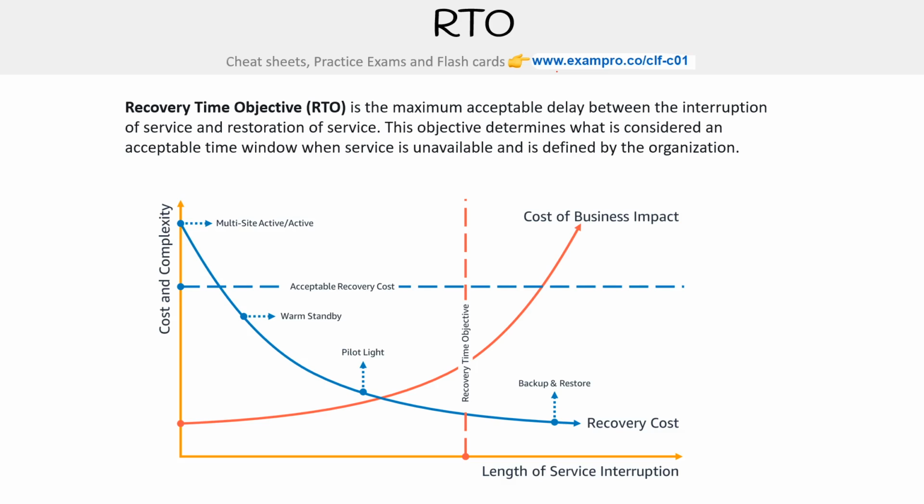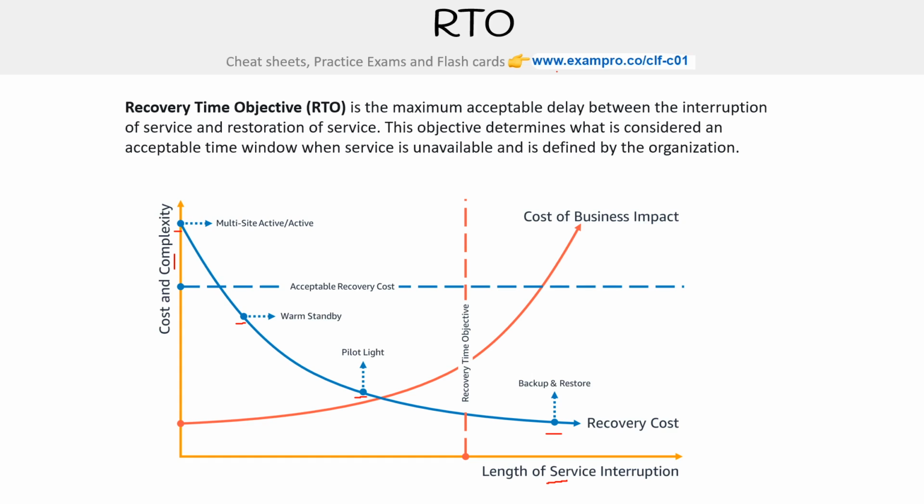And so on the left-hand side, we have cost and complexity here, and then lengths of service interruption. And what you can see here is that the cost and complexity for a multi-site active-active is very high, but the length of service interruption is 0. And then as we go down, we have warm standby. So it's significantly, like at least half the complexity of that one. Then we have our pilot light down here and backup and restore. But notice backup and restore takes the longest amount of time.